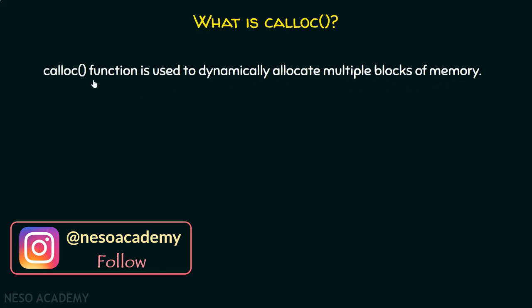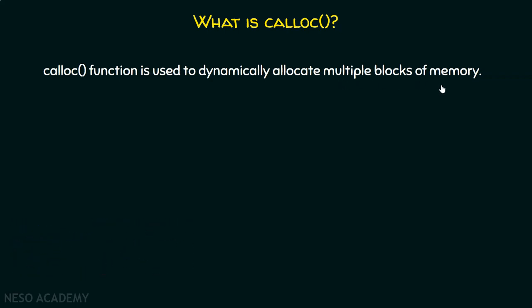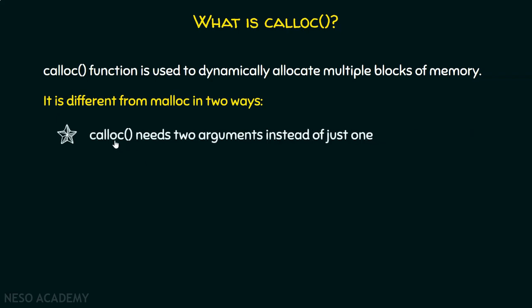It is a built-in function declared in stdlib.h, like the malloc function, and this function is used to dynamically allocate multiple blocks of memory. It is different from malloc in two ways, let me tell you. The first is that calloc needs two arguments instead of just one.